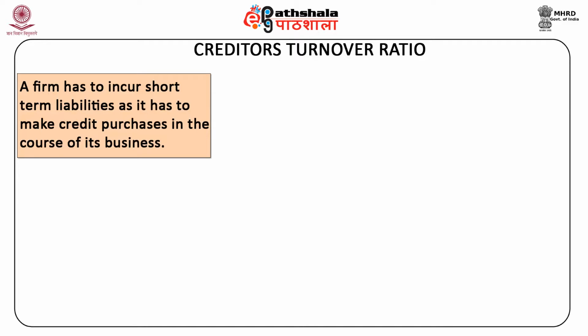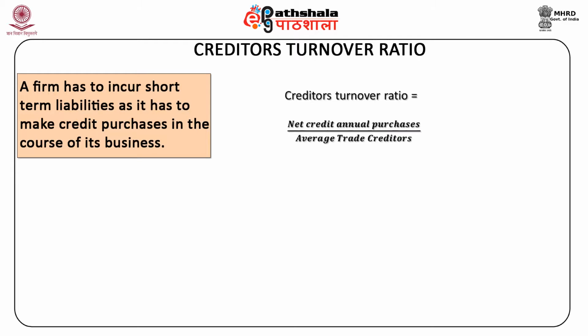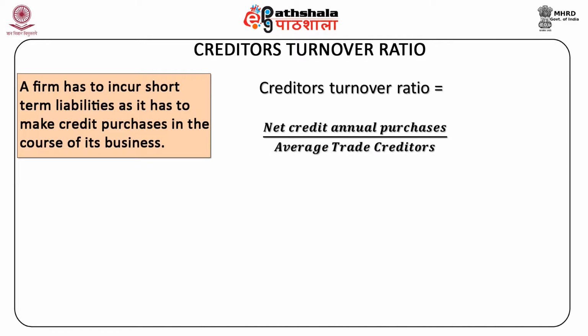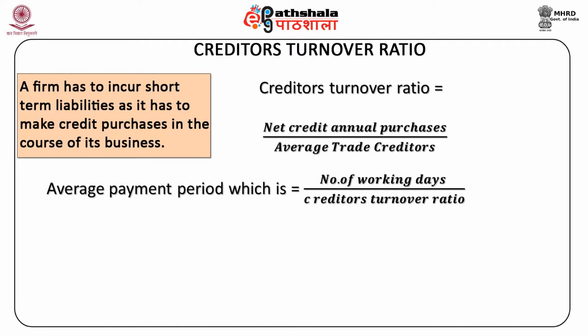How much potential is exploited by the firm can be known from the creditors turnover ratio, which is calculated in the following manner. Creditors turnover ratio is equal to net credit annual purchases divided by average trade creditors. We may also calculate average payment period, which is number of working days divided by creditors turnover ratio.